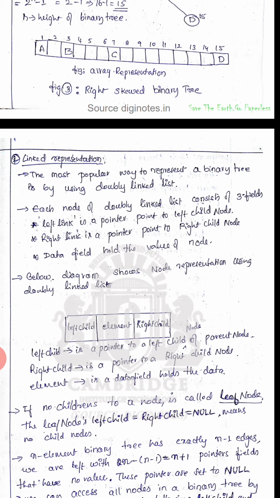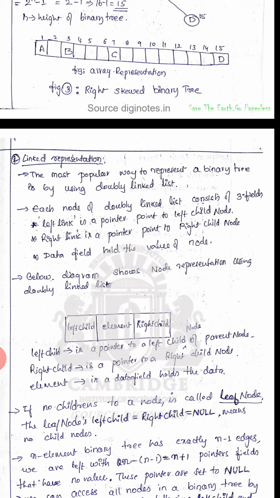So in the linked list we have got two types, one is single linked list and the other one is double linked list. In the previous modules we have seen what is a linked list, single linked list, which contains two fields, one is data field and the other one is address field. The data field is used to store the data, and the address field is used to store the address of the next node or next location. But in order to represent a binary tree we are using doubly linked list.